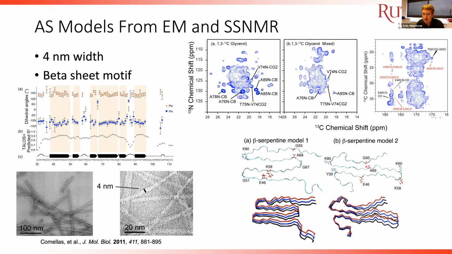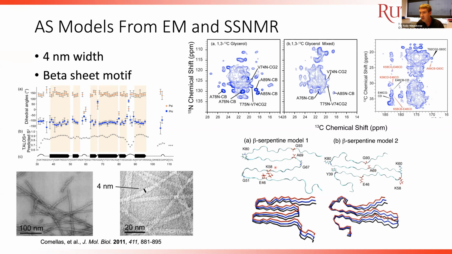There was also a really clear restraint between G93 and A69. So I was trying to come up with models that fit this. G93 had to be next to A69, and 58 had to be next to 46. I tried a bunch of things. I fell in love with this model. It's the right length. It has my 2 restraints.